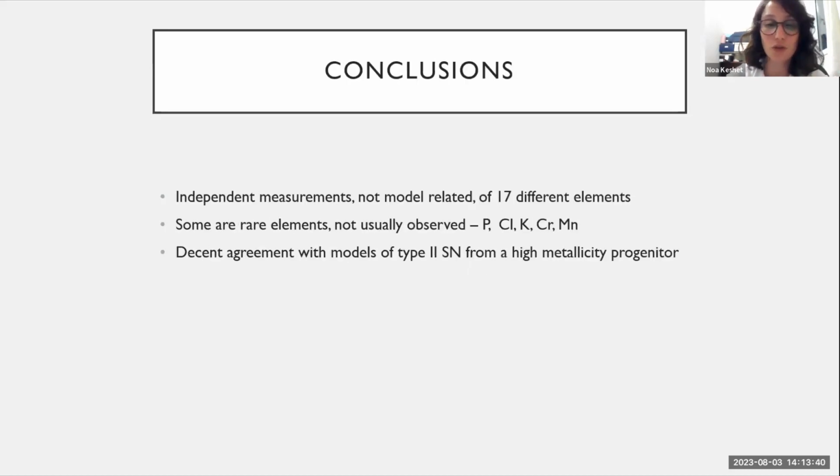So just to conclude, we performed independent measurements that are not model related of 17 different elements. Some of them are rare that we do not usually see in the X-ray, and specifically the odd-Z element, which also points us towards models of type 2 supernova from a high mass, high metallicity progenitor. Thank you.